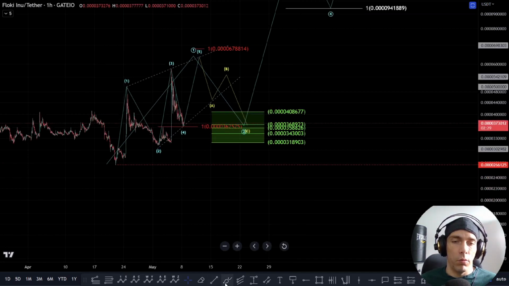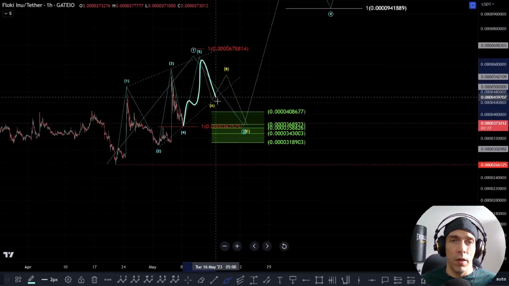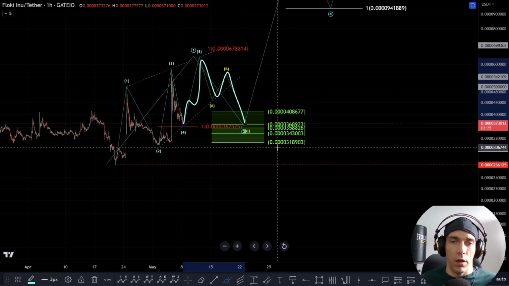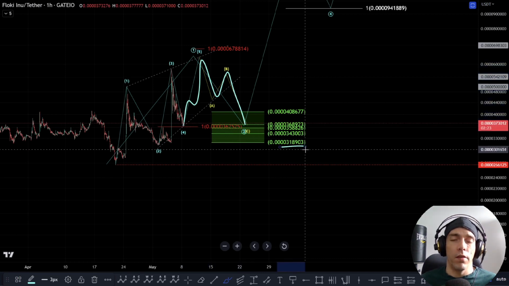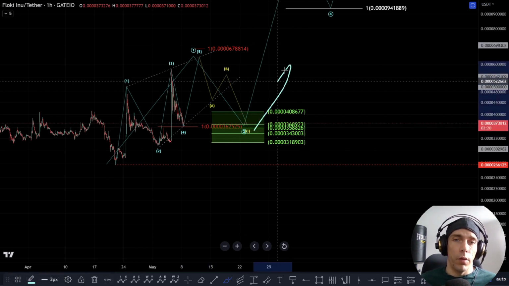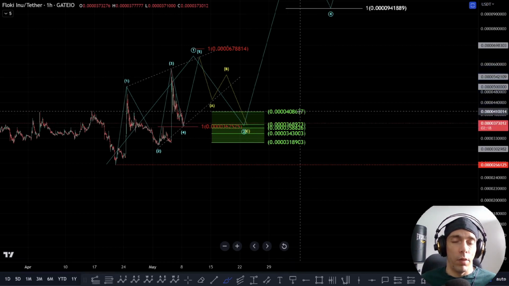So the key thing here is what we were looking for is a 3-wave move up, another 3-wave move to the downside, maintaining this 318903, and then looking for that potential to actually extend to the upside.